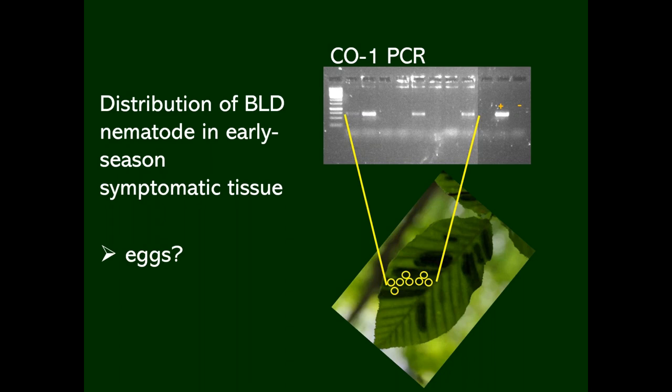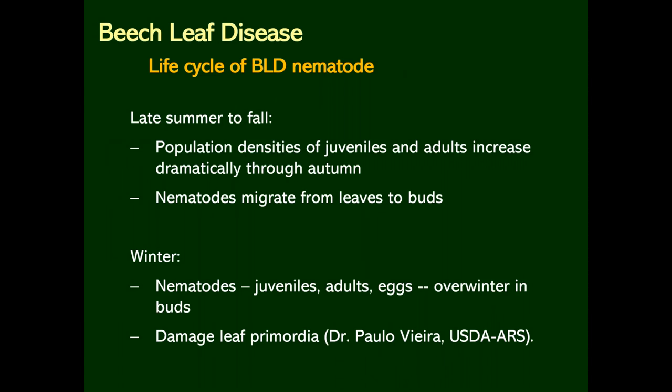Another thing about the life cycle of the nematode, we know that population densities of juveniles and adults increase dramatically through autumn, and with that nematodes begin migrating from leaves into buds. And if you go and look at a beech tree, like most trees, you'll see that there are buds at the base of most leaves. There's a little bud that's forming and enlarging through summer into fall. In winter, we find all stages of the nematodes in the buds. I'm collecting buds, having buds sent to me, and we can easily obtain viable nematodes. Doesn't matter how cold it's gotten. We can get viable nematodes out of buds all winter long.